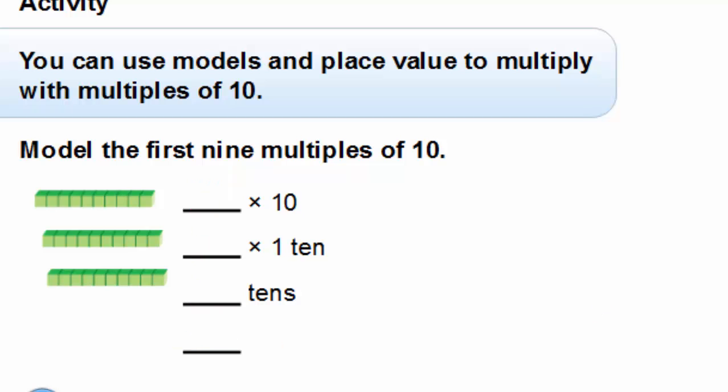What if we add one more group of 10? How many is that? That's 4 groups of 10. That's 4 groups of 1 ten, which is 4 tens altogether. 4 tens is 40. Good. All right, I think you've got this. Let's skip ahead.